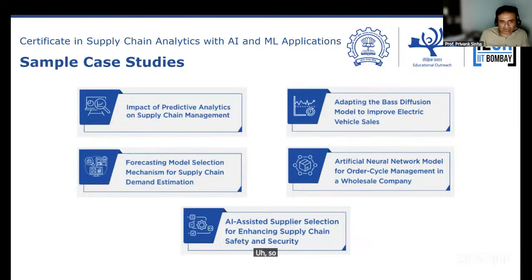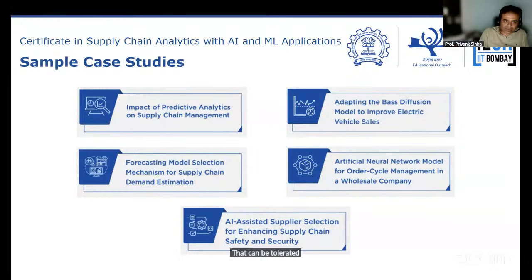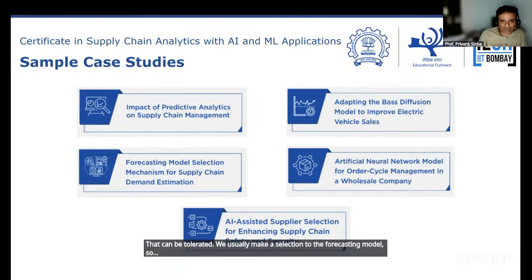We will also have a case study where we have to select the forecasting model. For example, depending upon the forecasting horizon and the forecasting deviation that can be tolerated, we usually make a selection of the forecasting model. So that also we are going to discuss.